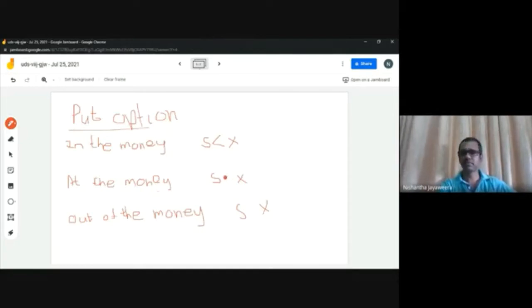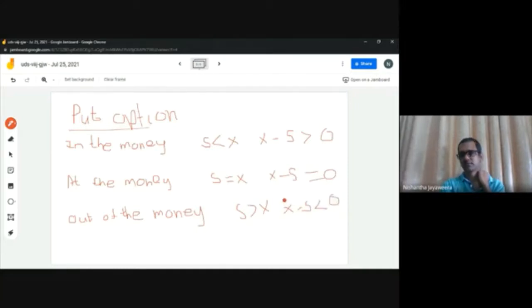At the money, whether it's a put or call, when strike equals spot, then the option is at the money. For a put option, out of the money is the opposite of this, when S is greater than X. So here X minus S is positive. Here X minus S is 0. Here X minus S is negative.